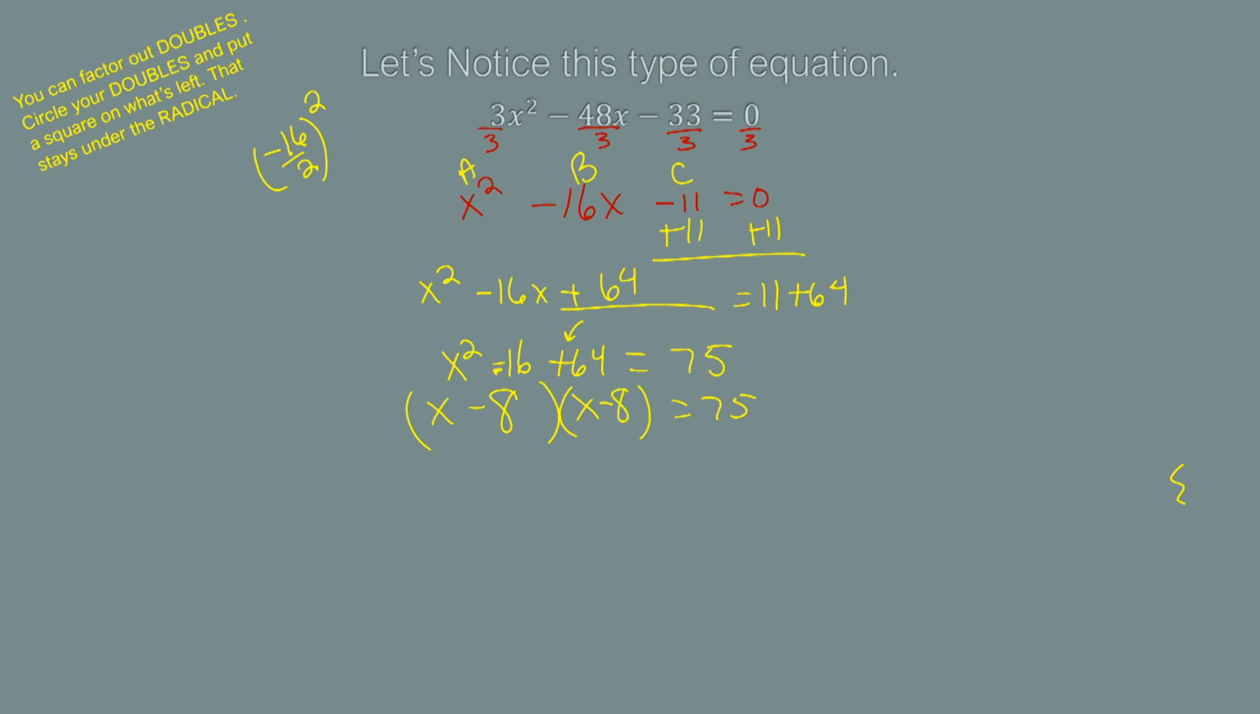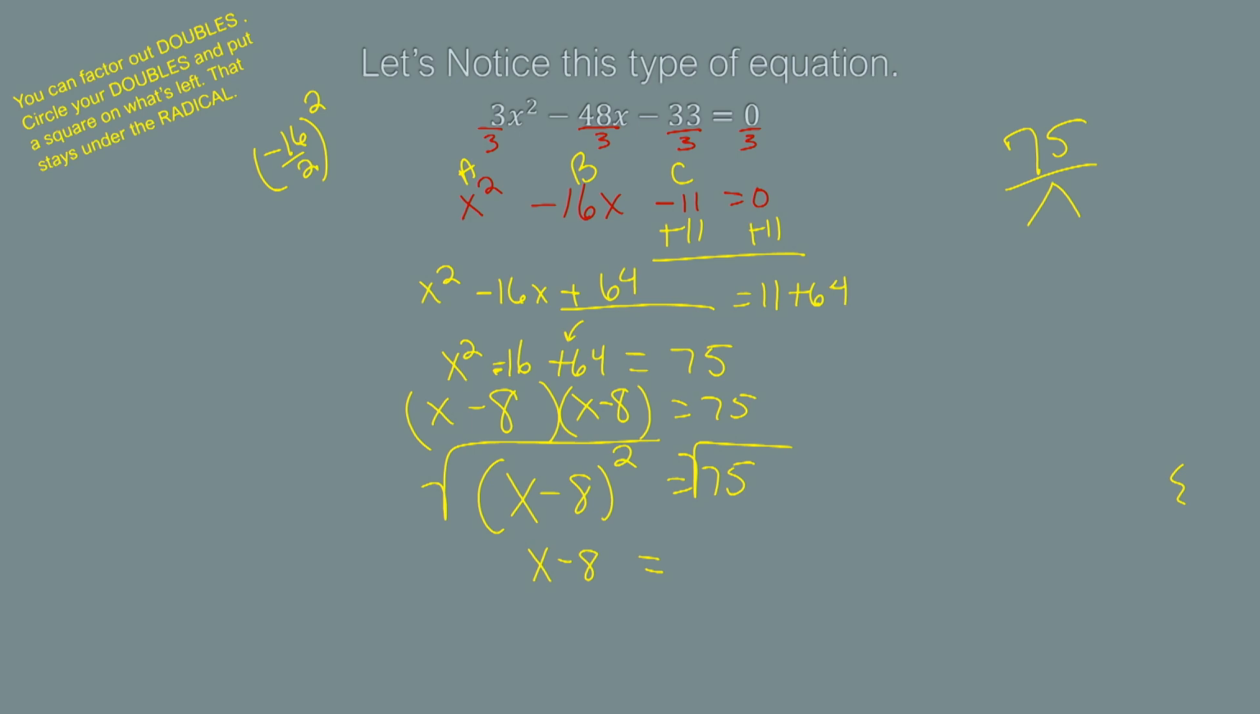Anytime that I see that I have the same thing being multiplied, I can put it as x minus 8 squared equals 75. Now I need to isolate that variable. So to get that exponent gone, I'm going to take the square root of both sides, and I'm left with 8 minus x equals. Now, 75 is not a perfect square, so let's see if we can factor anything out.